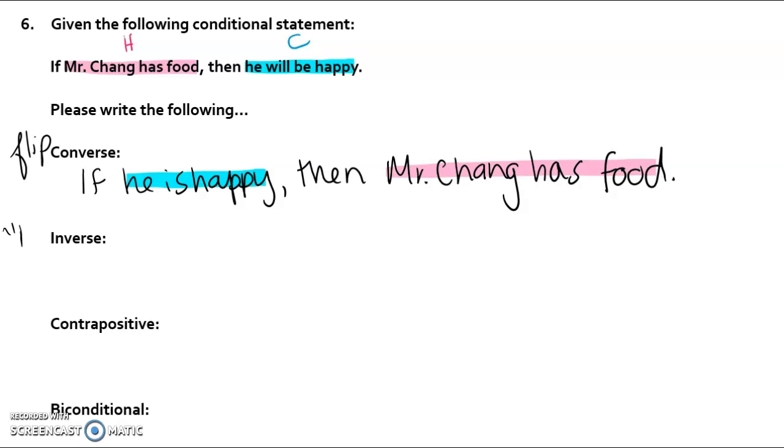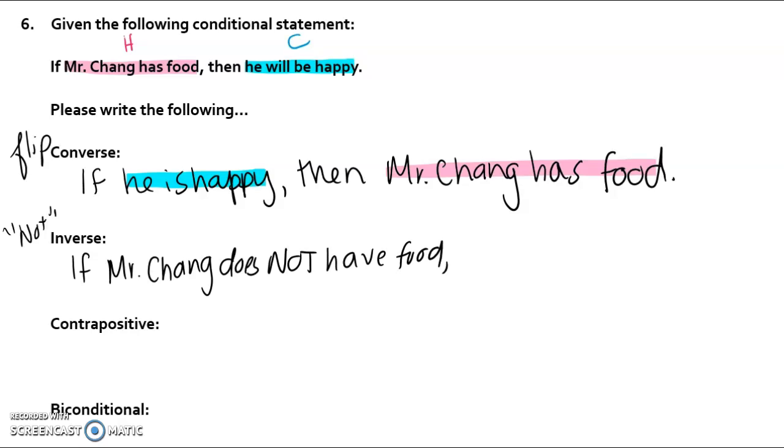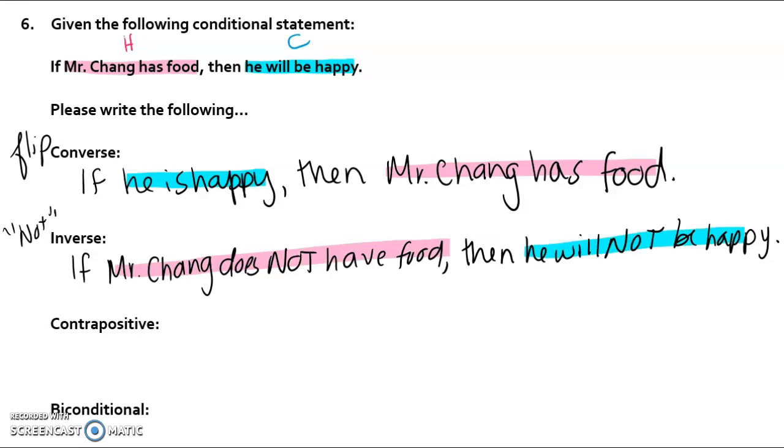The inverse is written by negating or adding not to our original conditional statement. If Mr. Chang does not have food, then he will not be happy. I kept my hypothesis and conclusion in the same order, but I added the word not. I negated those two statements.